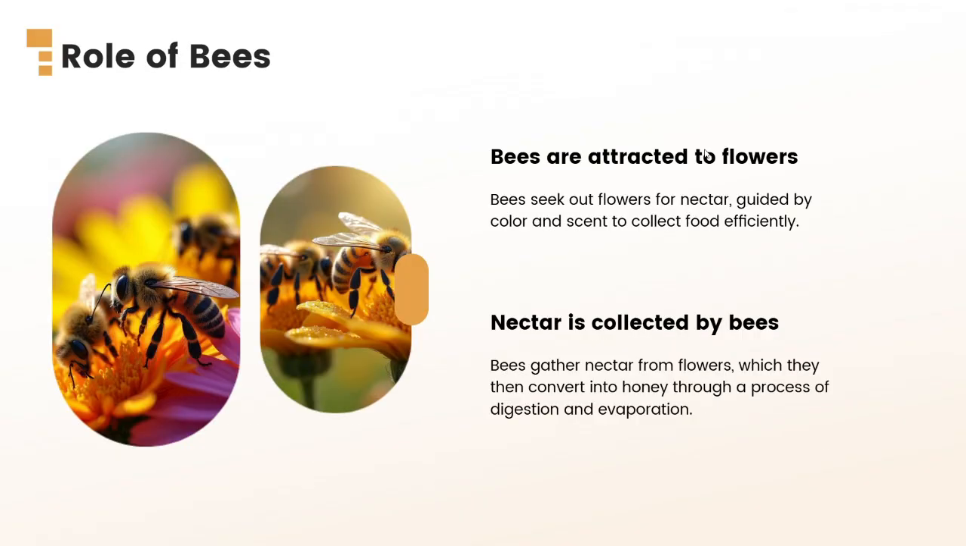Next, let's see the role of bees. Bees and the flower need each other. First, bees are attracted to flowers because of their beautiful color and sweet smells. This helps the bees to find food very easily. Then, look at the second point. Nectar is collected by bees from the flowers. After that, the sweet liquid is converted into honey inside the hive through a natural process of digestion and evaporation.